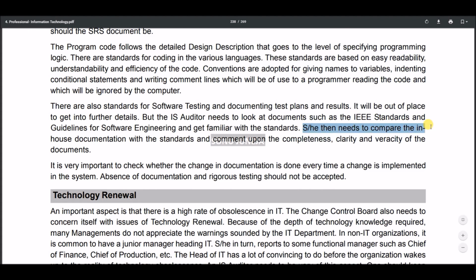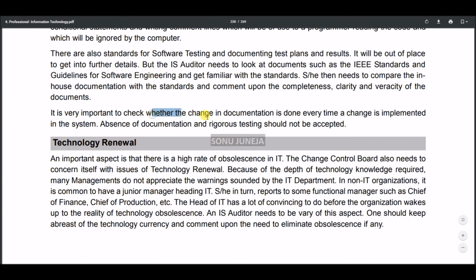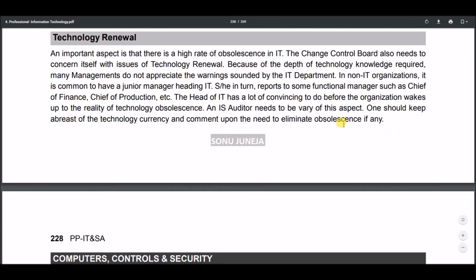Now the IS auditor needs to compare the in-house documentation with the standards, and comment upon the completeness, clarity, and veracity of the documents. Now it's very important to check whether the change in documentation is done every time a change is implemented in the system. So for any sort of change, proper documentation is required. Absence of documentation and rigorous testing should not be accepted.